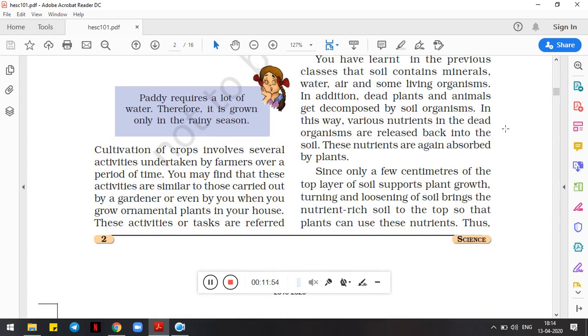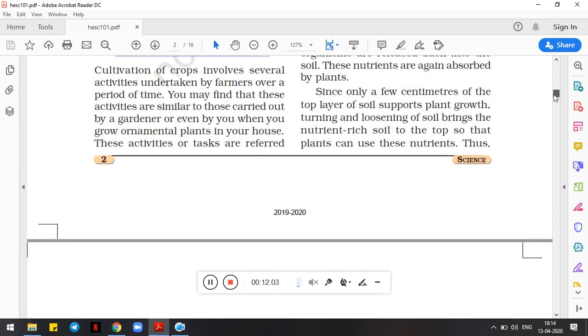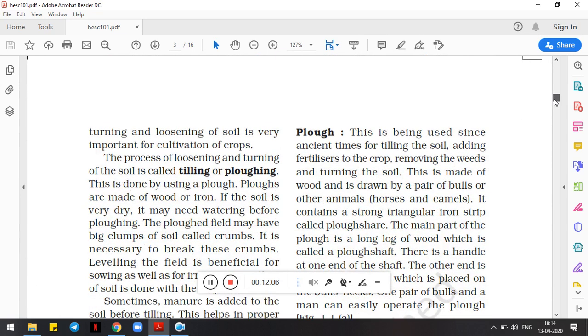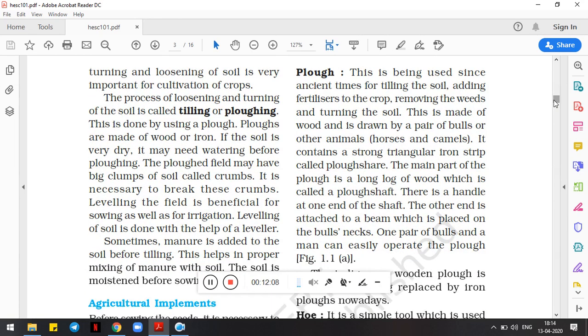Now, how do we prepare the soil? What can we use? We can use instruments like a plow, and nowadays farmers use tractors also. You have seen in the field opposite in the Panas, they use tractors nowadays. The loosening of the soil, which is also called plowing or tilling, is done by using a plow, or it can be done by using a tractor also. Now earlier days, the plows were made out of wood or iron.